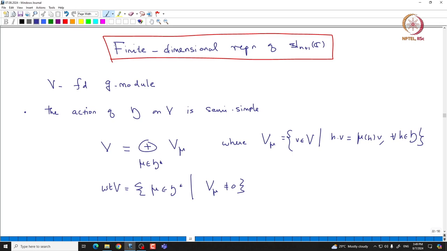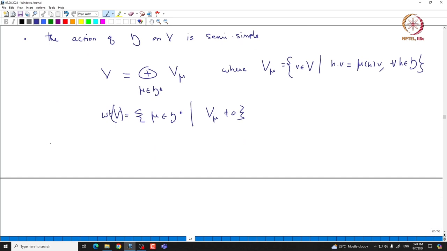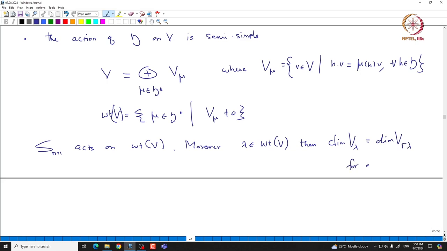Very similar to that, we can see that S_{n+1} indeed acts on the weights of V for any finite dimensional representation. This can be proved using SL_2 theory. So, what is the claim? The claim is that S_{n+1} acts on the weights of V. It is not just the action; moreover, if we take some lambda from the weights of V, then the dimension of the weight space V_lambda is the same as the dimension of V_{sigma lambda} for each sigma in S_{n+1}. So, not only does S_{n+1} act on the weights of V, the multiplicity is invariant under this action. That is what the second statement says.